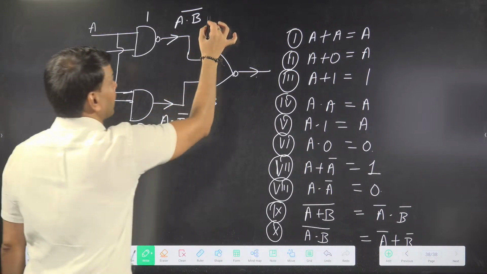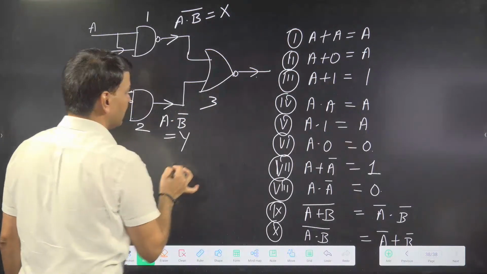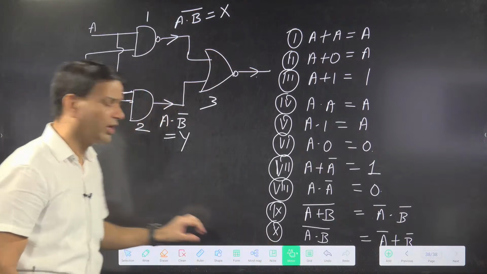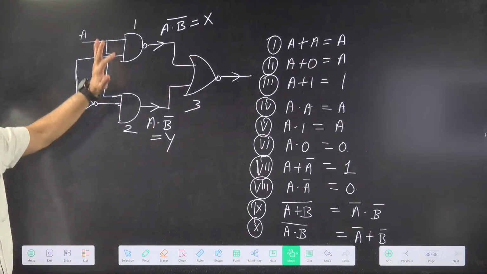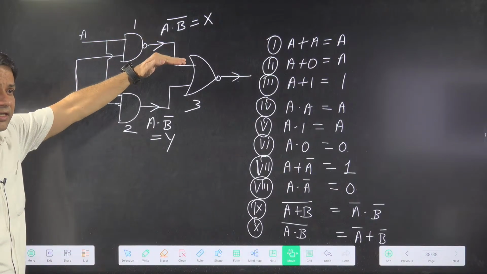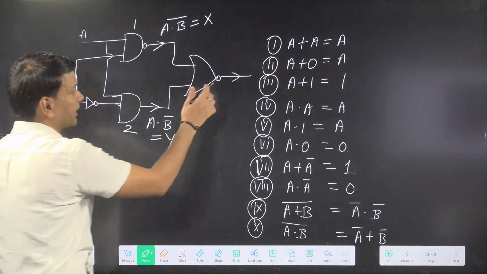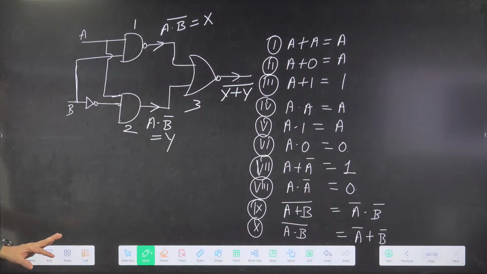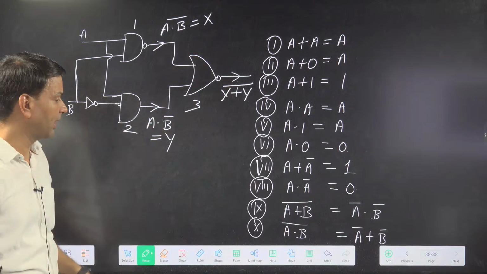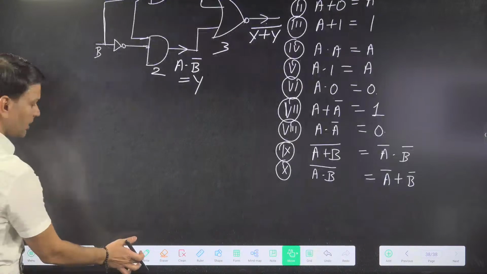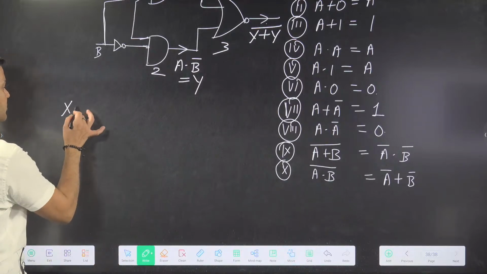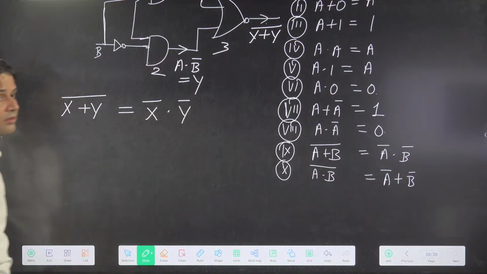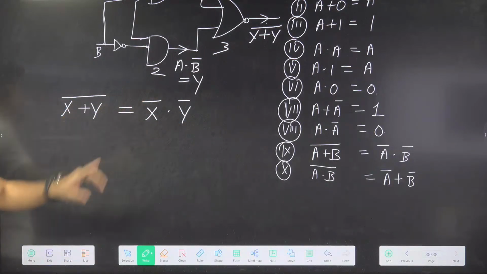Okay. Suppose I take this as X, this as Y. Now what is the input of the third gate? Third gate input is X and Y. When the expression is larger, we have to assume it like X and Y. Okay. So input of the third gate is X and Y. It is a NOR gate. So what will it give? X plus Y whole bar. Okay, X plus Y whole bar, because it is a NOR gate. Now I can use De Morgan's law. Now the output, X plus Y whole bar, I can write as X bar dot Y bar. Okay, X plus Y whole bar is X bar dot Y bar.